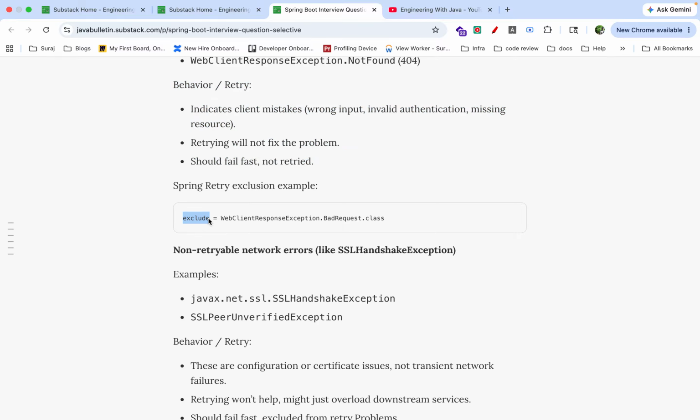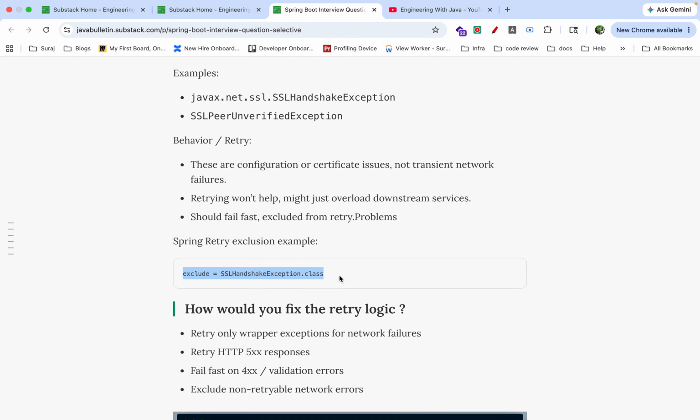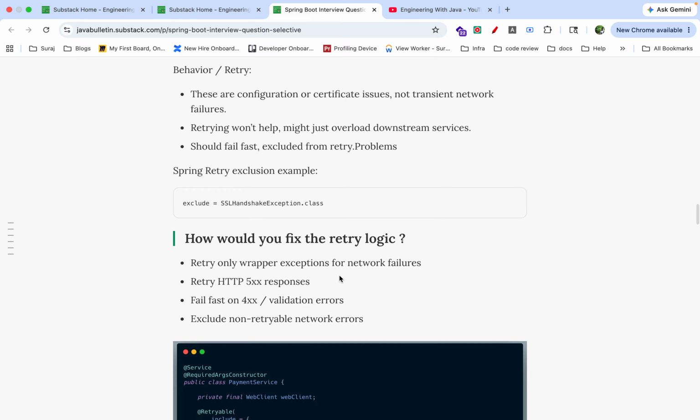So there is an annotation, exclude, which is basically telling Spring Retry which kind of exceptions should be excluded. And also there are non-retriable network errors like SSL handshake exception, and then there's a peer verified. These are configuration and certificate issues, shouldn't be retried, should fail fast, and we can add that into the exclude as well. So after discussing all this, what do we think the fix for this would be?